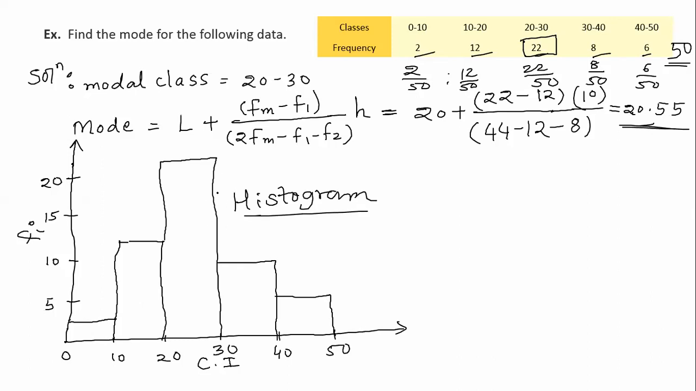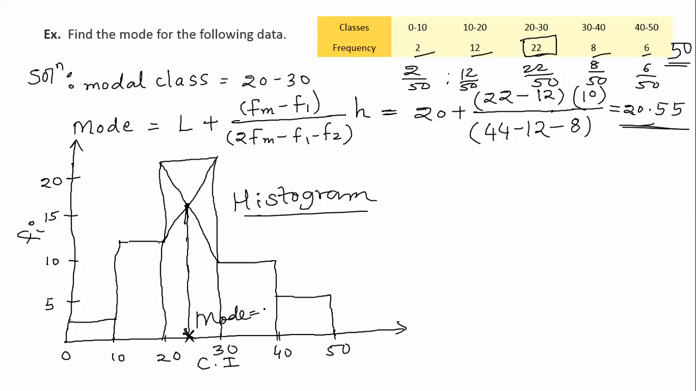And how to find the mode graphically? You have to go for the tallest column. In that, see the extremes. We have to join these two points by a straight line and another two points by a straight line, and whatever is the point of intersection, from that point you have to draw a line parallel to the y-axis. As soon as it touches the x-axis, that x value is going to be the mode.